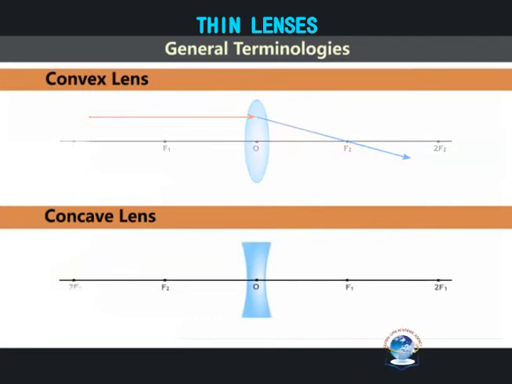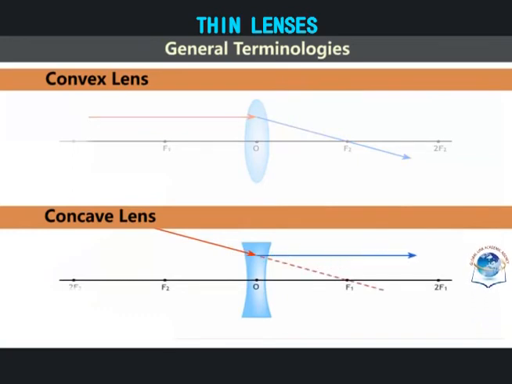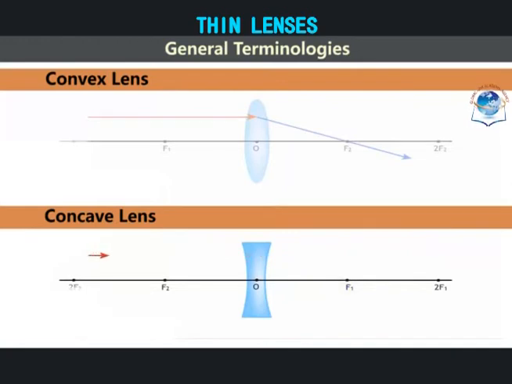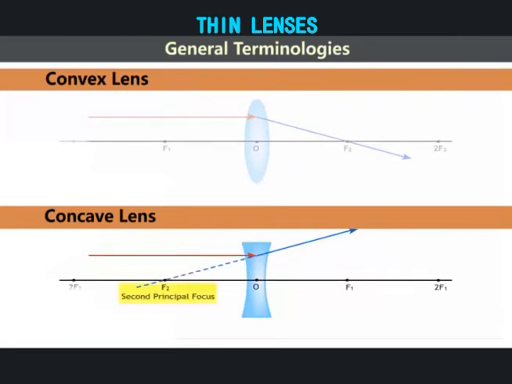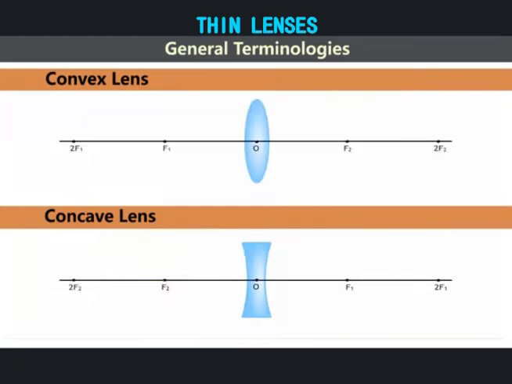In a concave lens, if an incident ray is directed towards a focus and its emergent ray passes parallel to the principal axis, that focus is the first principal focus, f1. If an incident ray passes parallel to the principal axis and its emergent ray appears to diverge from a focus, then that focus is the second principal focus, f2. The distance between the optical center and the focal point is called the focal length.